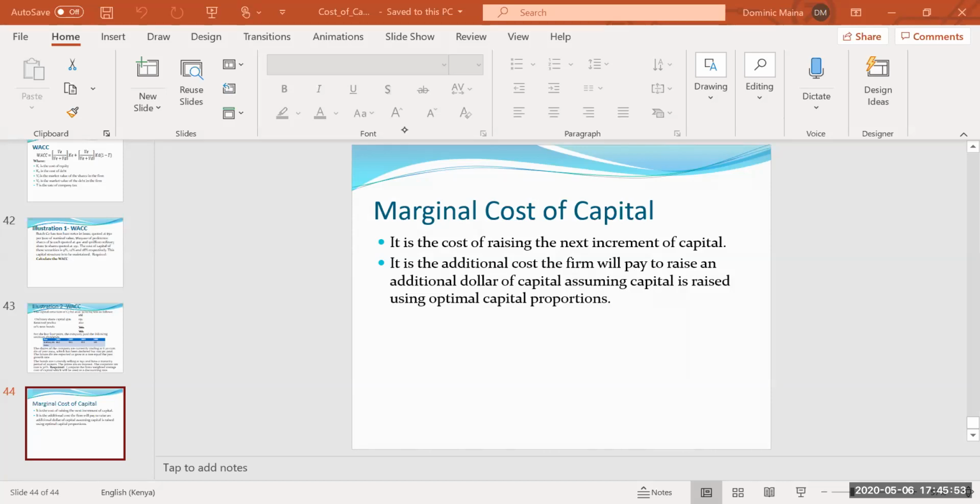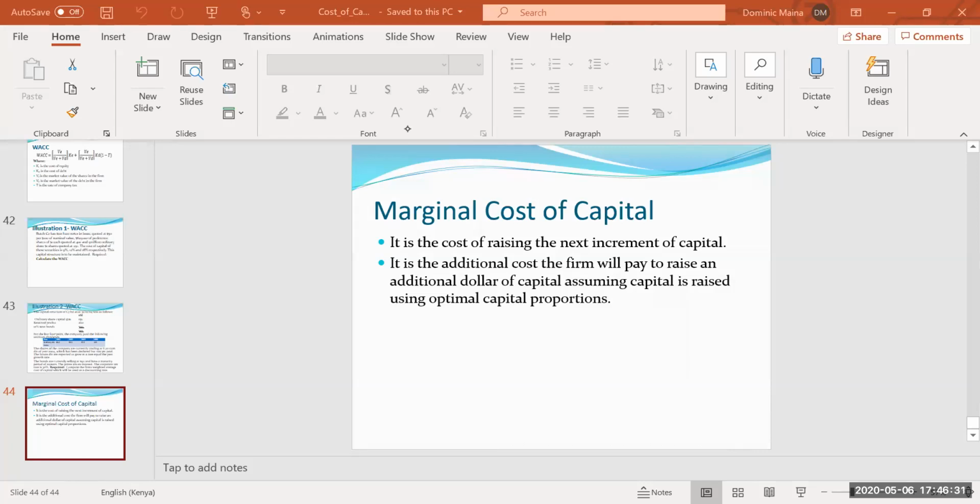That for every extra dollar, for every extra shilling, that the company is going to obtain in the market today, how much return must it give to the investors for that $1 they have obtained from all of them. So simply the return the different providers of capital shall be requiring from the company for every dollar the company will be asking them in the market. That's what we mean by the marginal cost of capital.